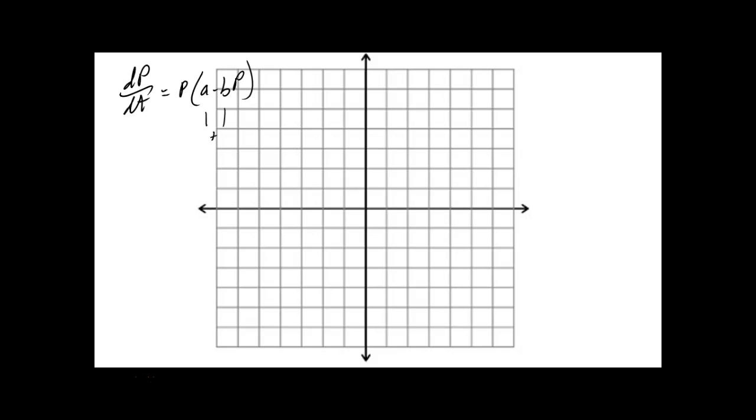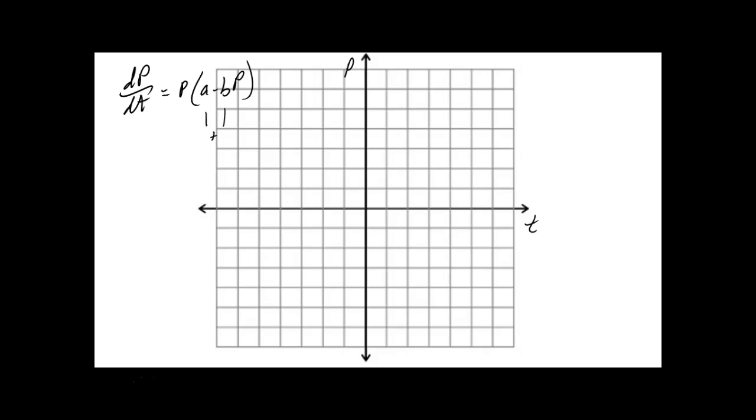We know that when p is equal to 0, what's the slope of that function? By the way, when you do this, this is your p-axis, this is your t-axis. Remember, dependent vertical, independent horizontal. Okay? What is special about when p is equal to 0? Yeah, the slope is 0, right?